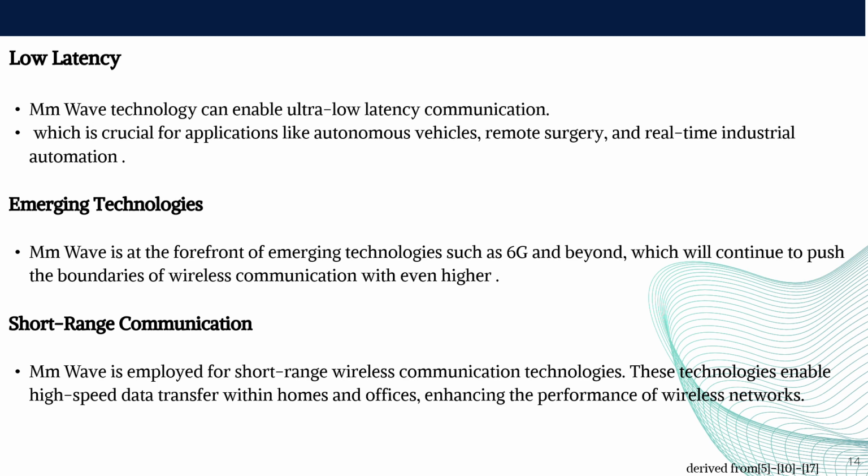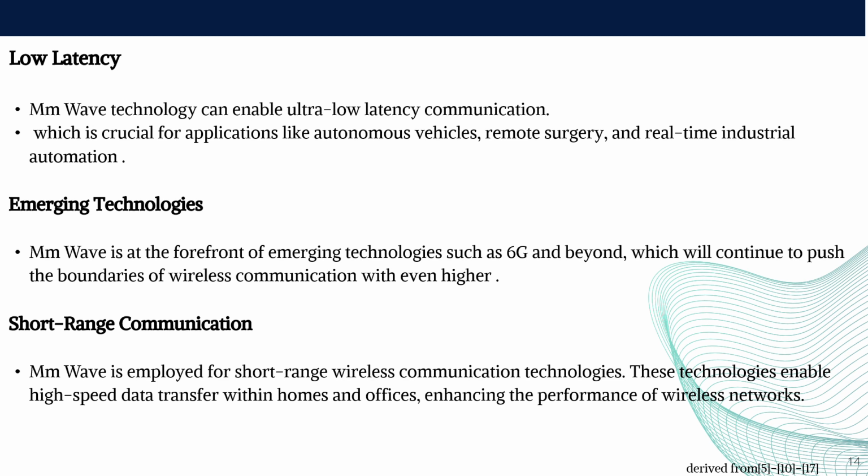Next one is emerging technologies. The millimeter wave is at the forefront of emerging technologies such as 6G and beyond, which will continue to push the boundaries of wireless communication with even higher speeds. So, not only 5G, it is also used in 6G because the millimeter wave has frequency ranges from 30 gigahertz to 300 gigahertz. In between this frequency, the 75 gigahertz to 100 gigahertz range is used for 6G applications.